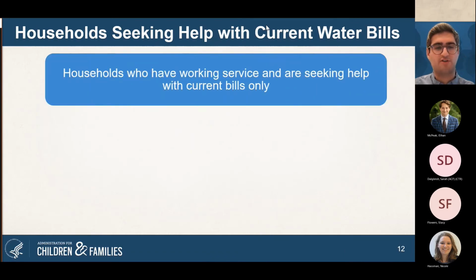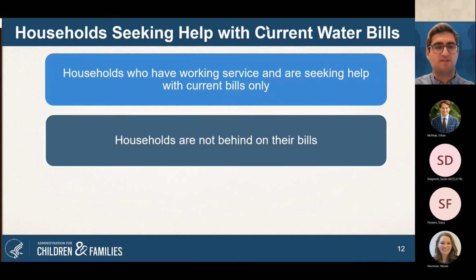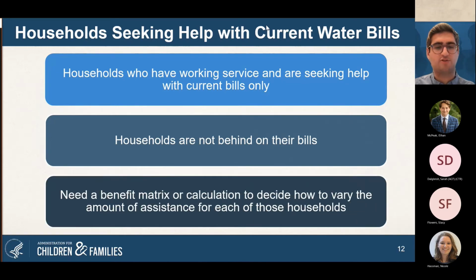The third and last priority group would be assisting households who have working service and are seeking help with current bills only, meaning they are not behind on their bills. It is for this last group of households that you will need some sort of benefit matrix or calculation to decide how to vary the amount of assistance for each of those households.